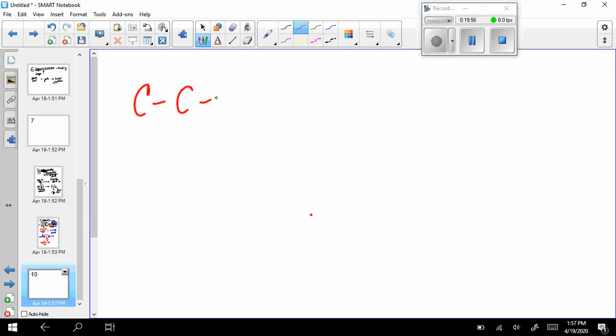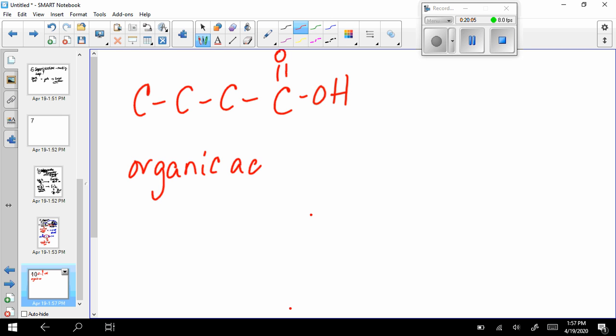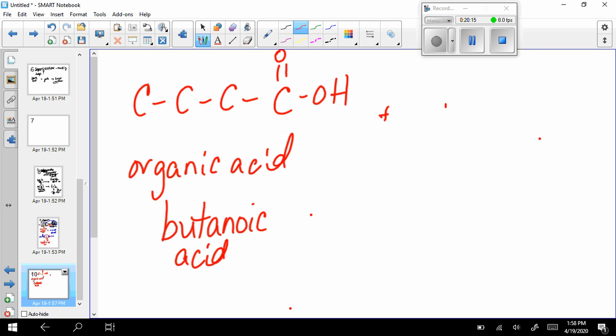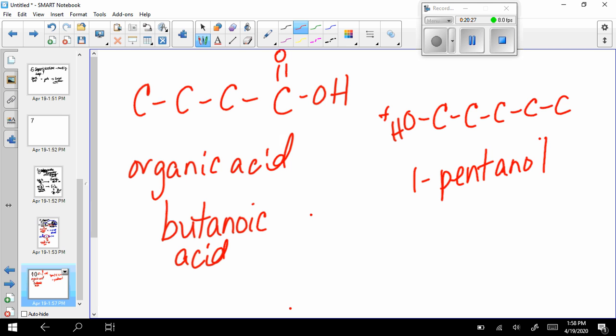So 1, 2, 3, 4 with a double bonded O and an OH. So this is my organic acid. And it has 4 carbons. So that means it's butanoic acid. And then the alcohol that I'm going to have is 1, 2, 3, 4, 5. And there's my OH. So this is 1 pentanol. And now I'm going to connect them.